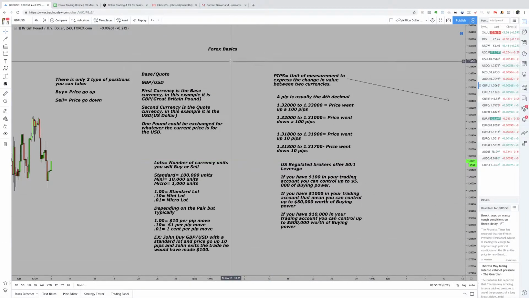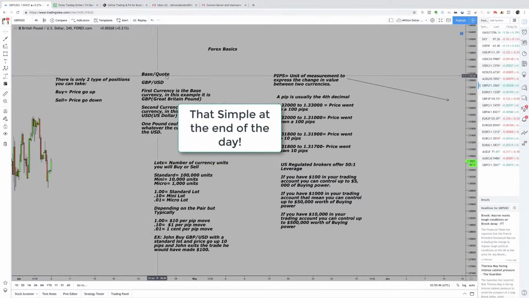Switch back to TradingView. So remember, you all, no matter how complex trading is, you can either buy or you can sell. Price is either going to go up or price is going to go down. It's that simple. Next, let's talk about base and quote.